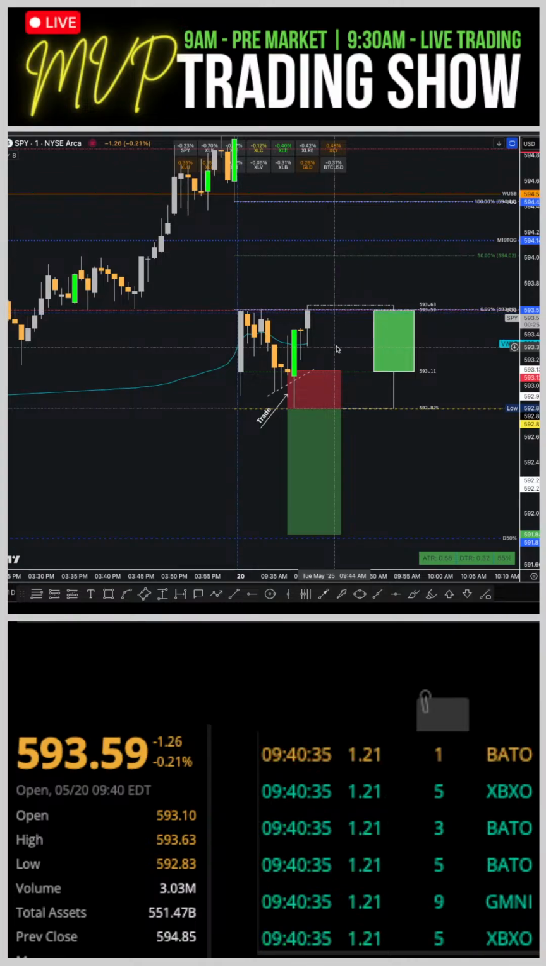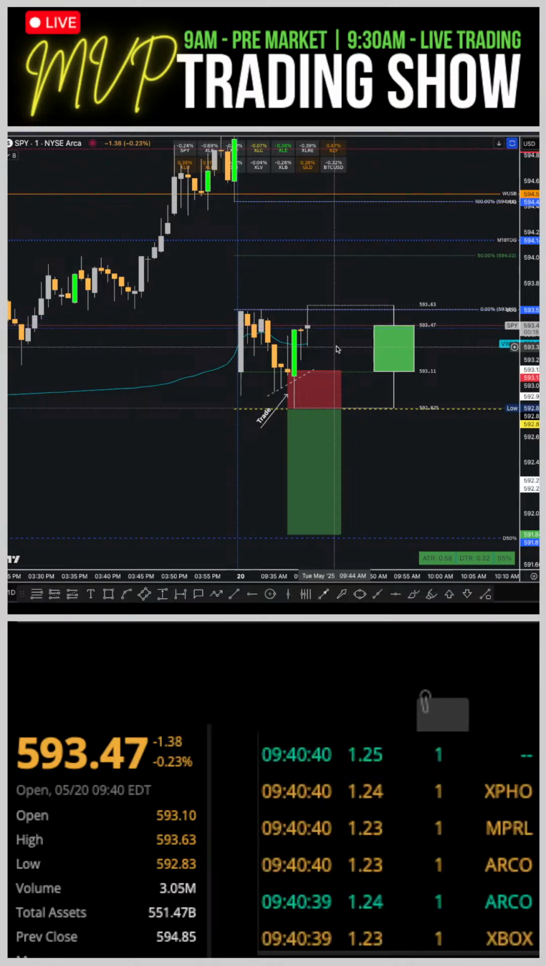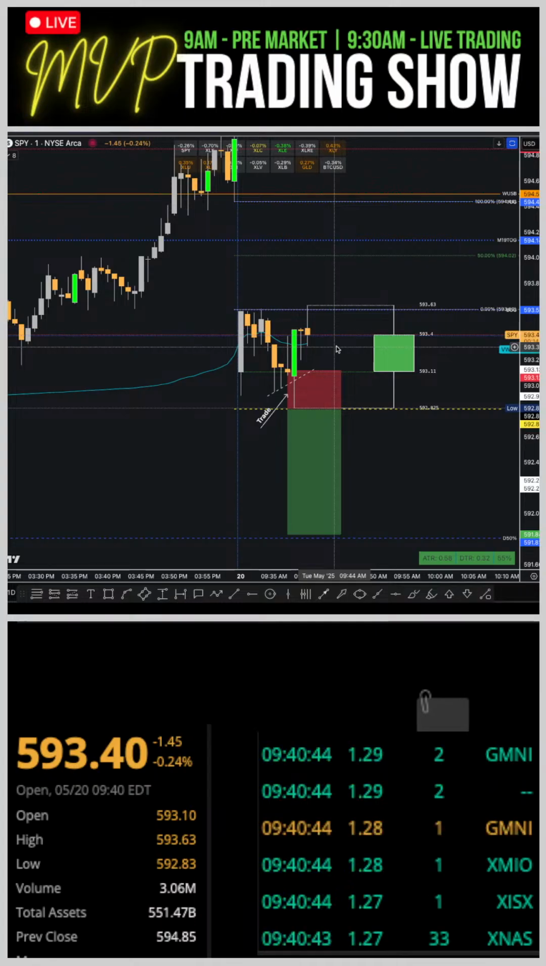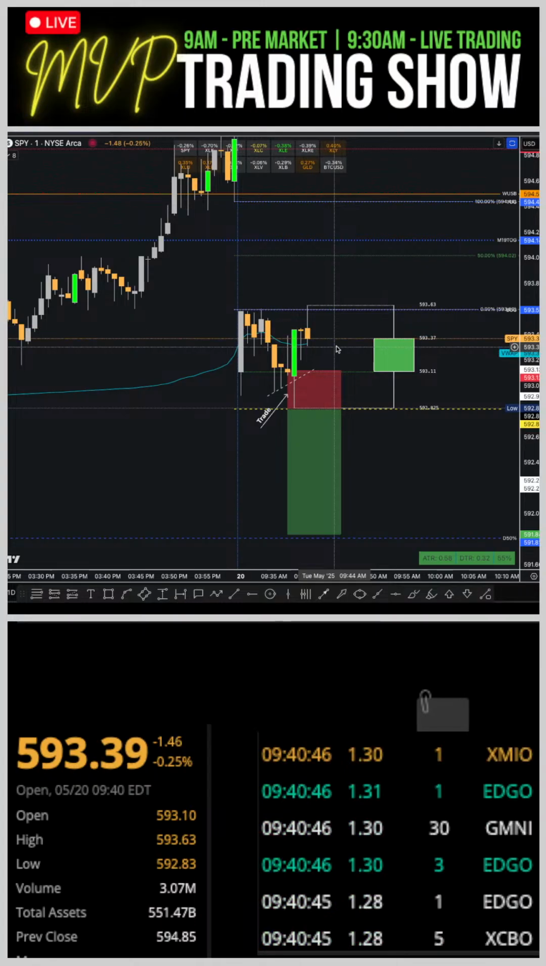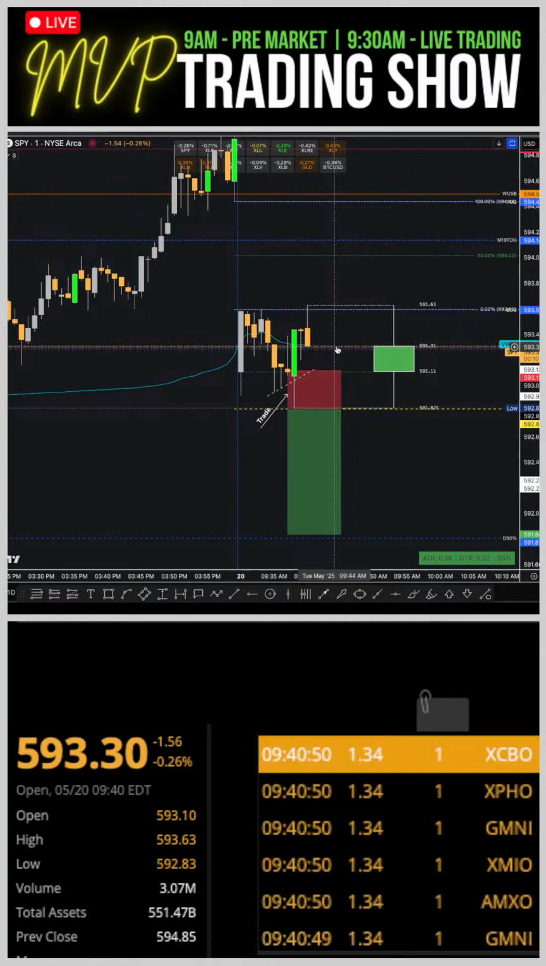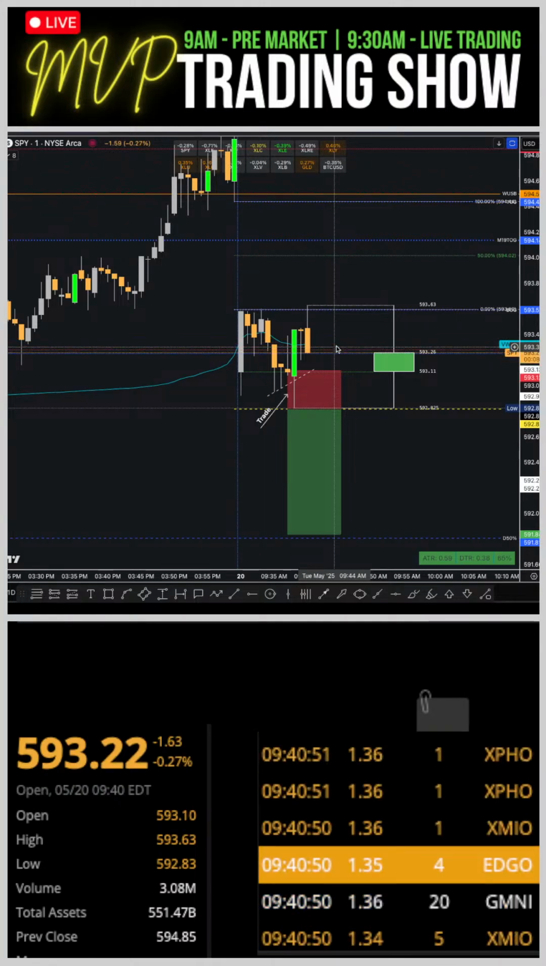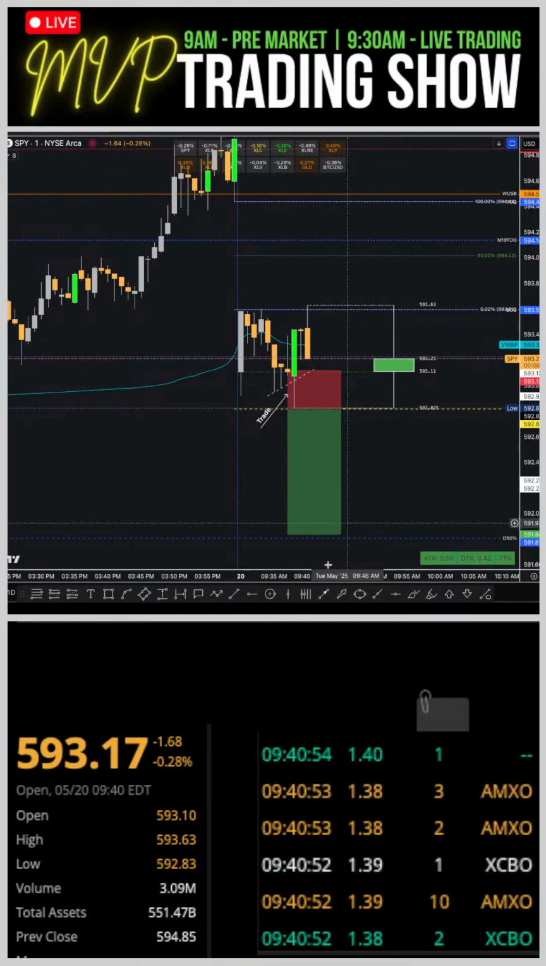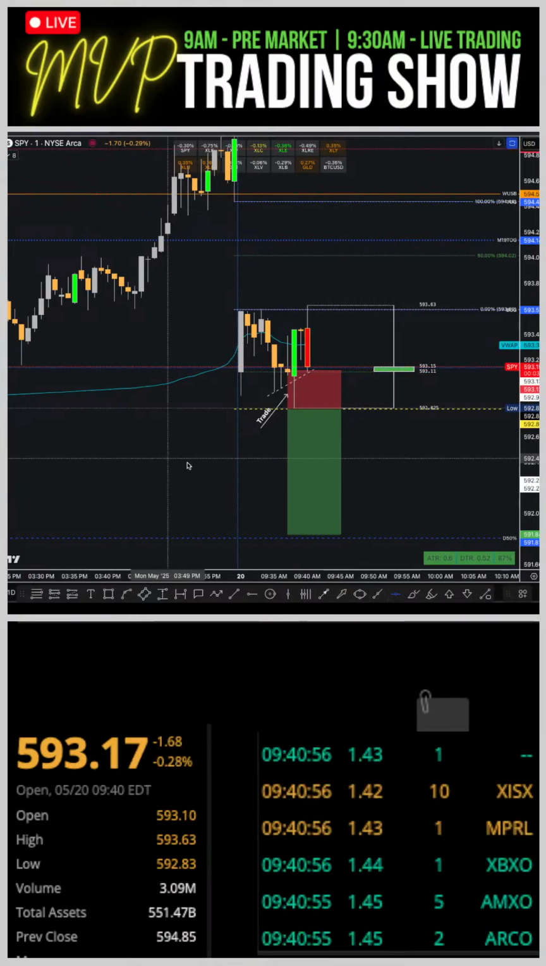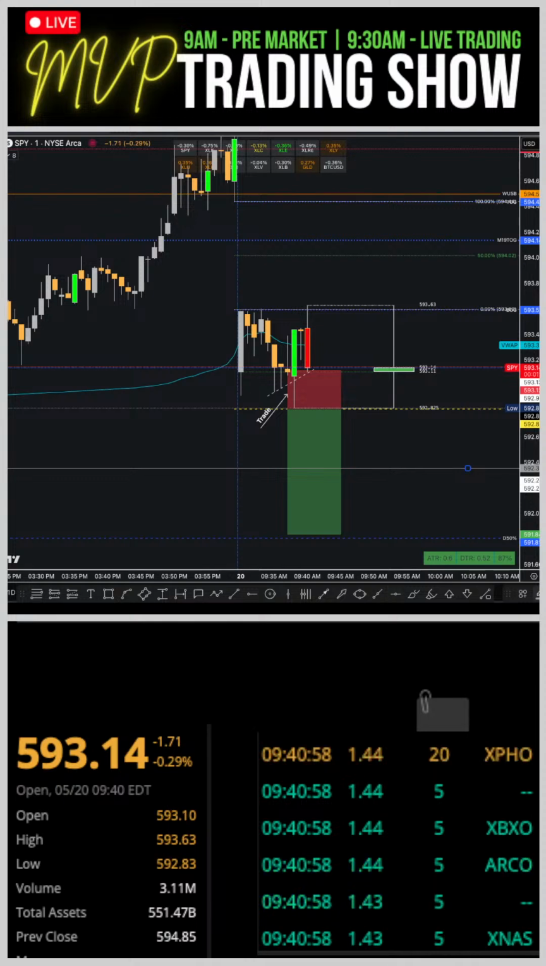So nice bounce off that 592.82. If you did the opposite, use that level as a bounce. Manage accordingly, so don't be surprised if we're range bound. Again, just continue to manage risk. You might want to chop things around here. I'll mark out that 15-minute ORB.